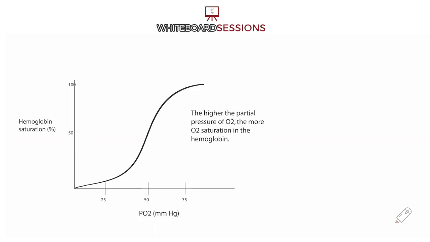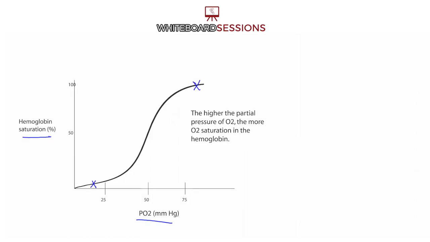So if you look here, on the x-axis we have the partial pressure of oxygen, and then on the y-axis we have hemoglobin saturation, all right? So when the partial pressure of oxygen is high in the tissues, hemoglobin can more readily bind to oxygen, so there's more hemoglobin saturation. When the partial pressure of oxygen is low, it can't hold on to as much oxygen. That's what gives us our curve that is in that sigmoid shape.